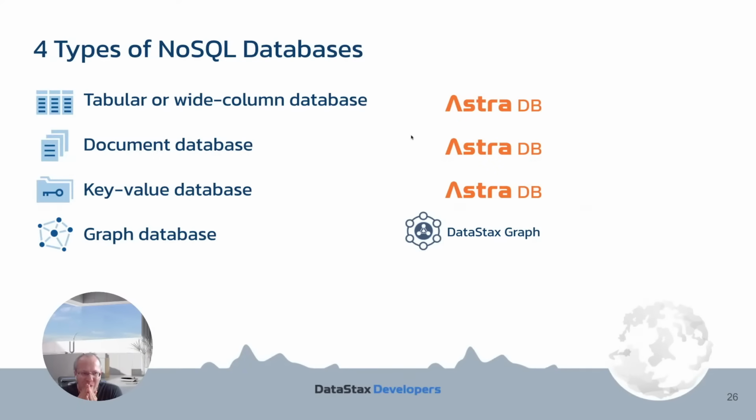So in this workshop, we're going to use 4 different types of NoSQL databases. One of them is tabular, the other one document, key value, and graph database. For the first 3 we will use Astra DB, the one where we just created an empty database, and we're going to use it for tabular data and key value data and so on. And for the graph database, we will use DataStax Graph.